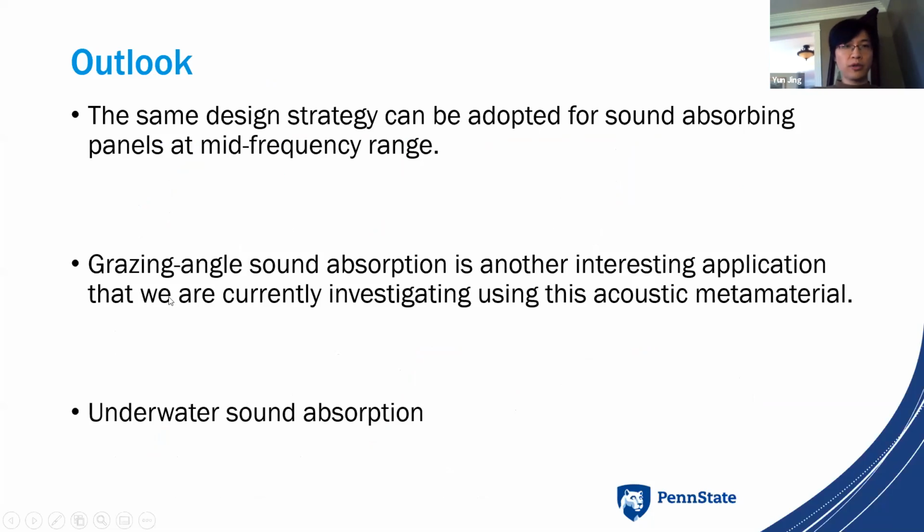Just some quick concluding remarks. The same design strategy can be easily adopted for designing sound absorbing panels for other frequency ranges. Right now we're looking at very low frequency, and we have achieved the 1/3 octave band for sound absorption. We are also interested in grazing angle sound absorption because in some applications, the sound incidence is not normal incidence, but rather perpendicular, the 90 degrees angle. And we are also thinking about how we can modify the design so that it can be applied to underwater sound absorption, which is another interesting application.